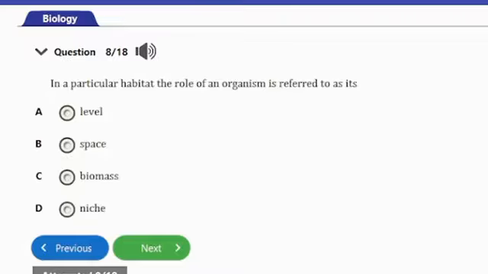Question number 8. It says, in a particular habitat, the role of an organism is referred to as its A. level, B. space, C. biomass, and D. niche. So guys, the answer to this question is option D, and that's the niche. Actually, in ecology, the term niche refers to the role or function of an organism within its ecosystem.